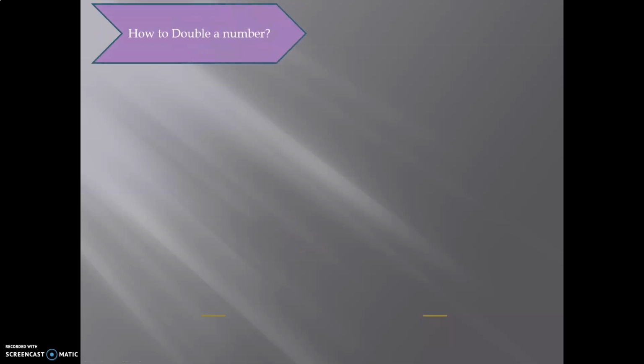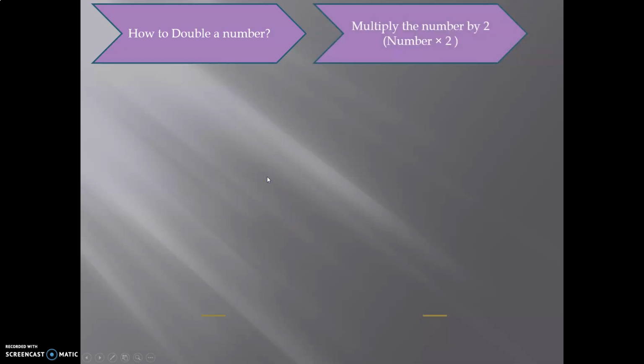Now, another question. If you have a number and you want to double it, as we learned in grade 1, we can add the same number again. So if I want to double 2, it is 2 plus 2. If I want to double 100, 100 plus 100. But now we are in grade 3, we know that we can double any number by multiplying by 2. All of you know how to multiply by 2, right?